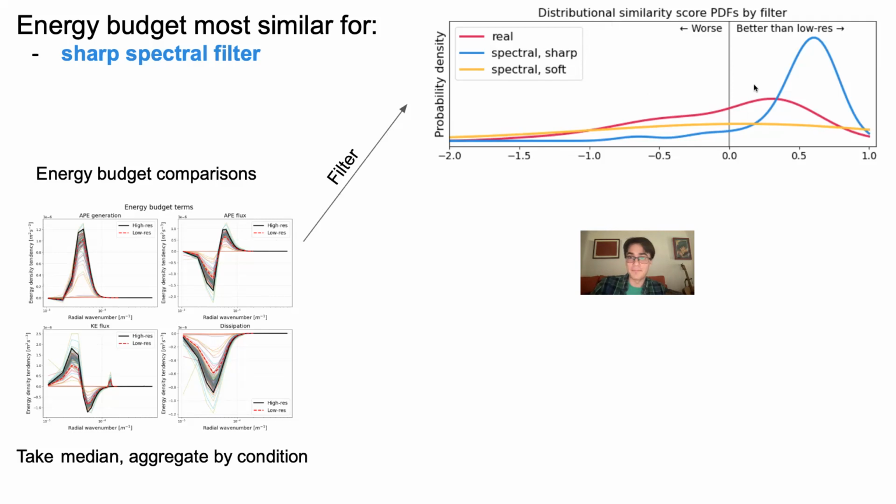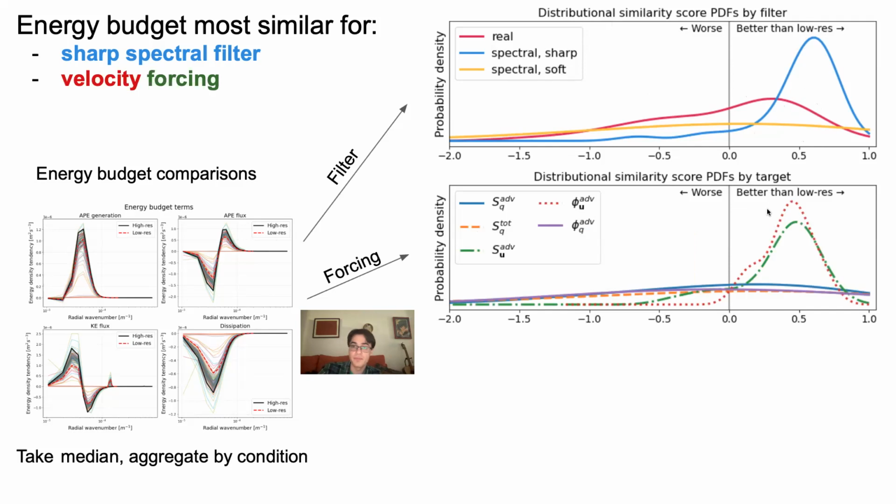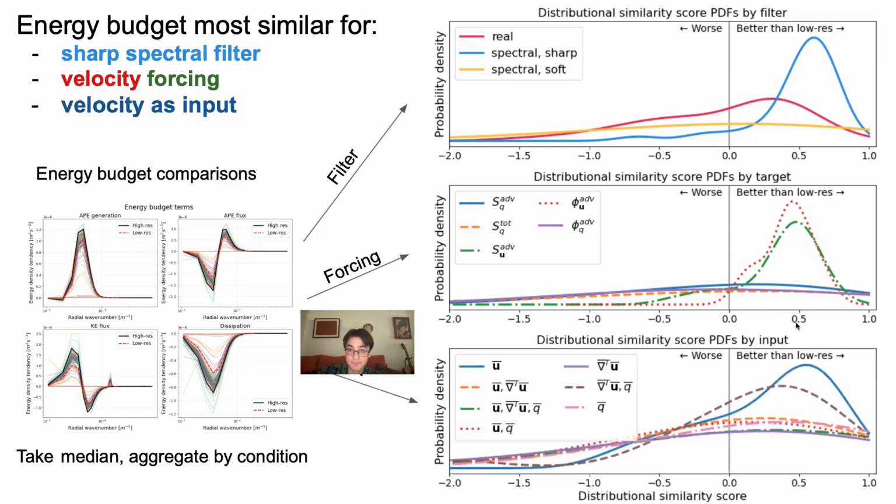Sorry about that. And it looks like using a sharp spectral filter gave us similarity scores that were consistently even above 0.5. And that's a lot better than the real filter or the soft spectral filter. Additionally, it seems like expressing our forcing in terms of velocity rather than potential vorticity tended to do a little bit better marginally, or a decent amount better actually. And also, the input mattered less.